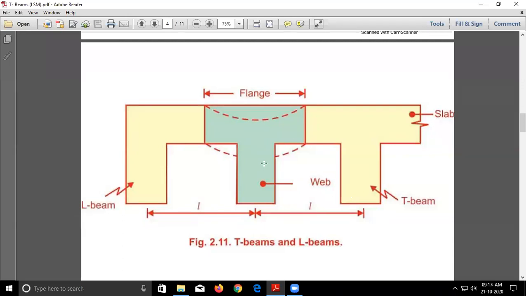That beam is nothing but your T beam. So this is called the web, this is the L beam, this is the slab, this is the flange. These are the components of typical T and L beams. Is this clear? So this is the span from center to center.